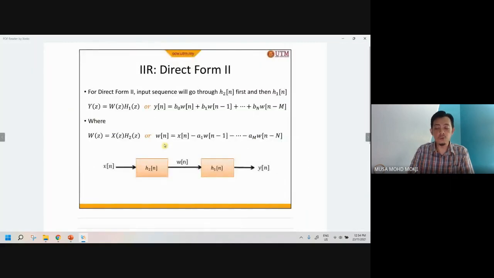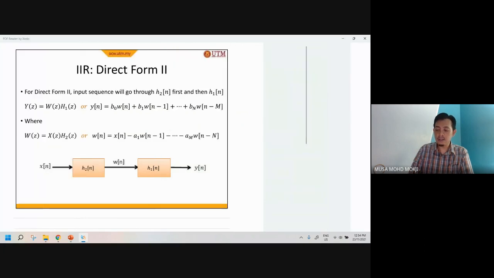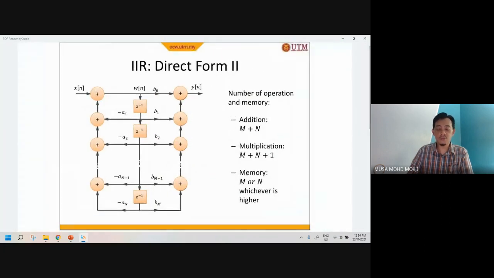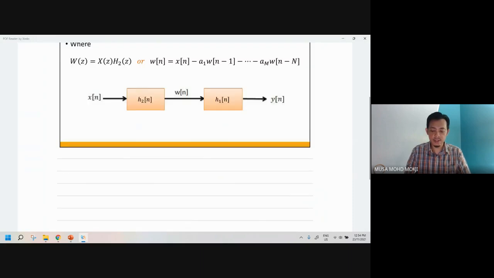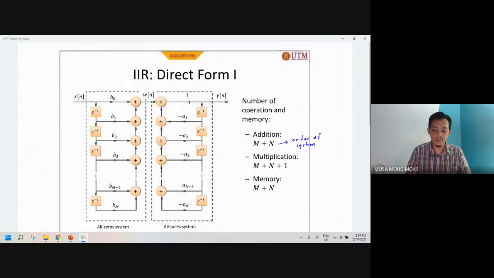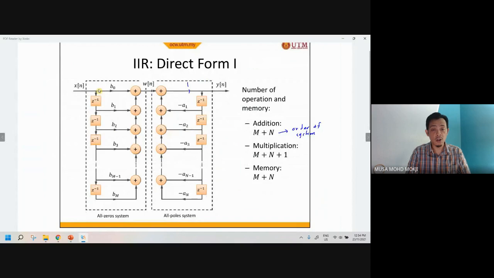And for direct form 2, we have an equation here. So this is how it is actually derived. But after that, we have a general form. So instead of separate blocks, if we look here, we have a separate block for the input sequence. This is another block for the output sequence. And we have 1, 2, 3, 4, 5. We have a sum operation here.